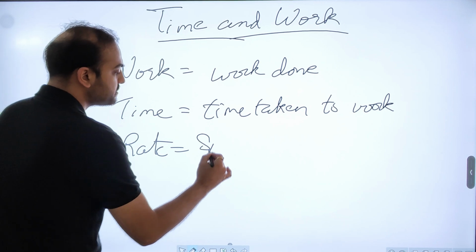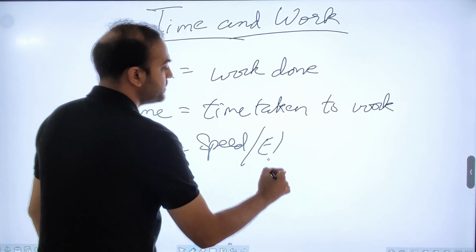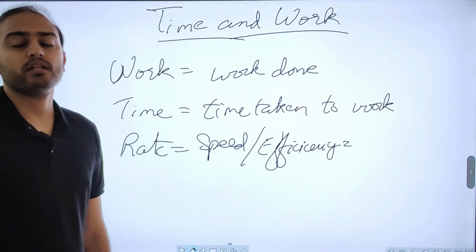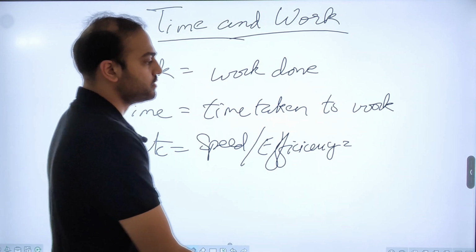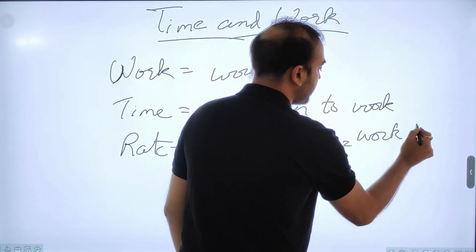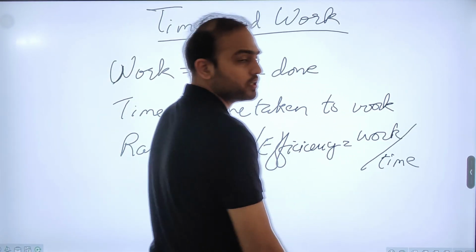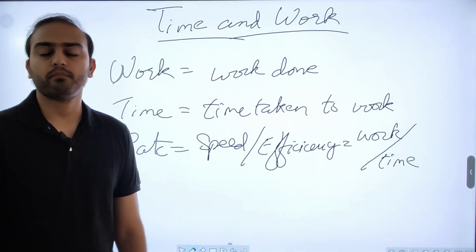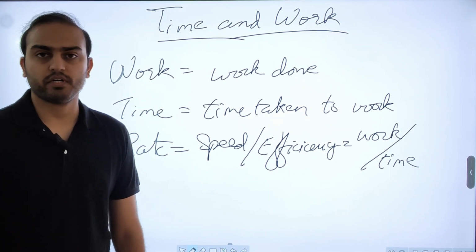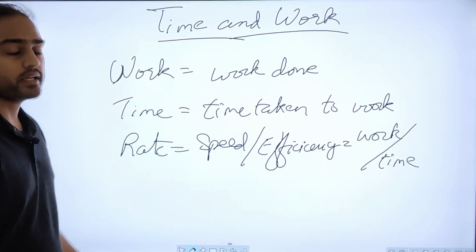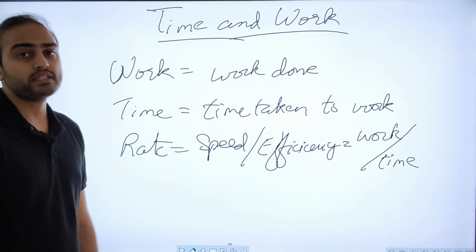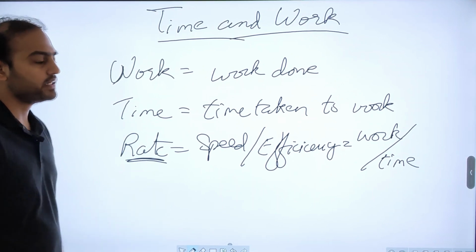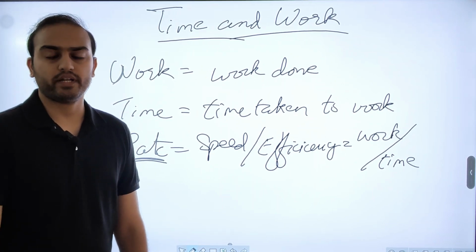Rate, which is also called speed or efficiency, is simply the work that I can do per hour. It's simply the work I can do per unit time. So for example, if I say that I can solve 100 questions in 2 hours, then my speed is to solve 50 questions per hour. Right? If I say I can eat 20 chocolates in 4 hours, that means I can eat 5 chocolates per hour. So rate or efficiency is simply work done per unit time.